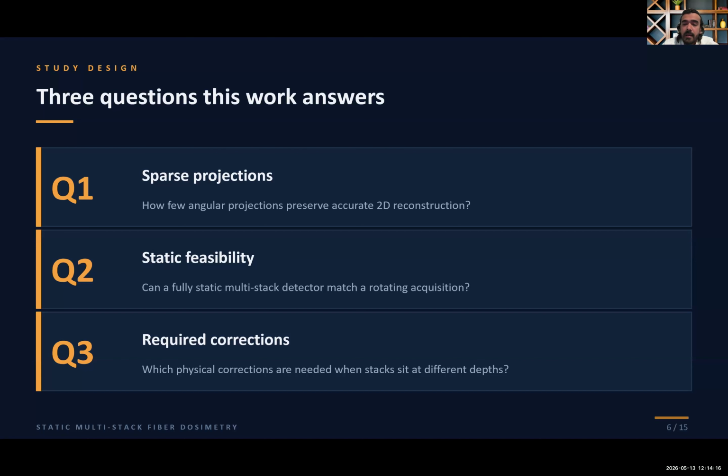The second question is the central question of the paper: can a fully static multi-stack detector match the accuracy of a conventional rotating acquisition? And the third question is, since the stacks sit at different depths in a phantom, what corrections are needed to compensate for depth-dependent attenuation and beam divergence? As we know, if the stacks are placed below each other, the beam diverges and at the same time the beam attenuates. So we also have to take into account those two important factors.